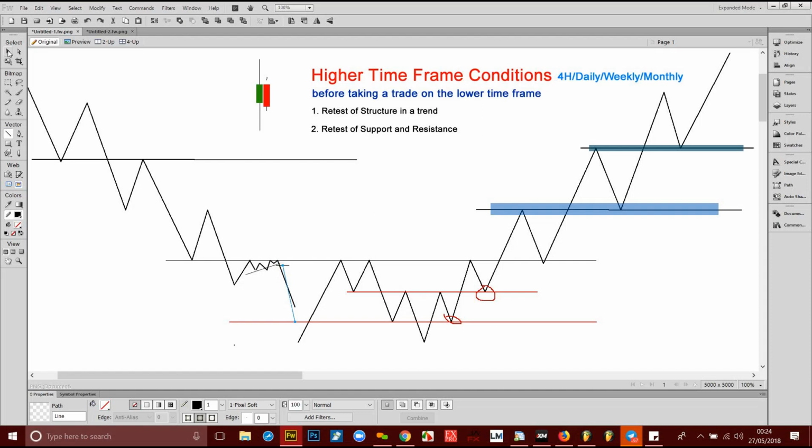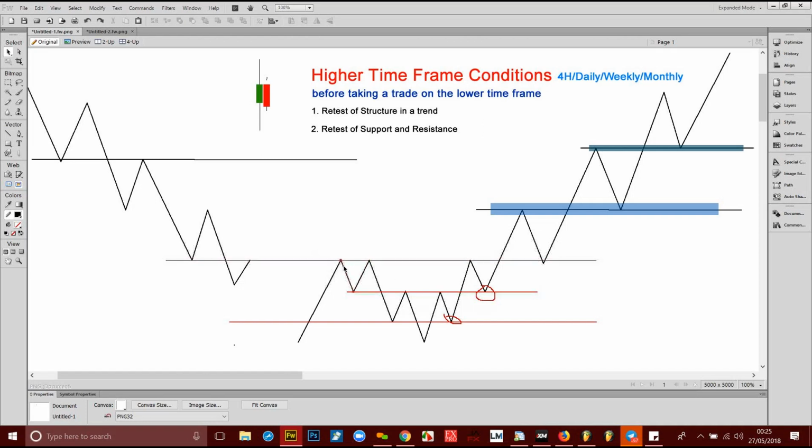That means that maybe at this point, I'm just going to try and undo this. Okay. It means at this point, I'm waiting for it, it broke out of that. Remember the retest of structure, retest of support and resistance. All of those things that I've identified, they can also happen in these areas.